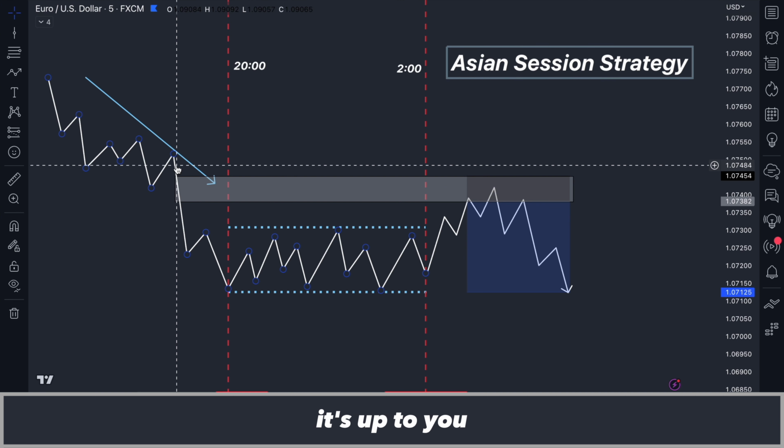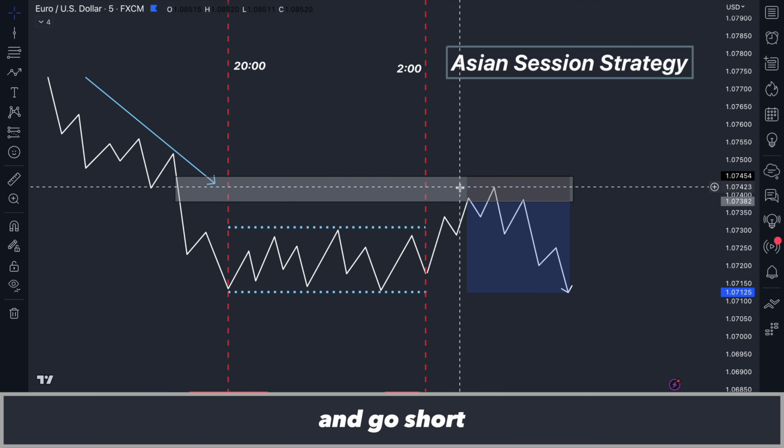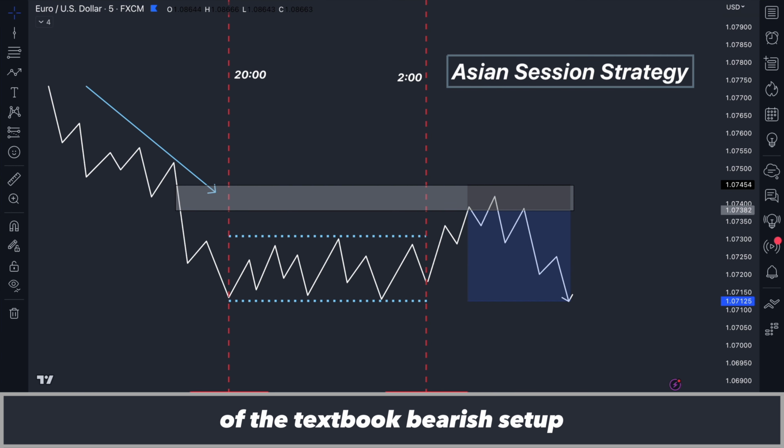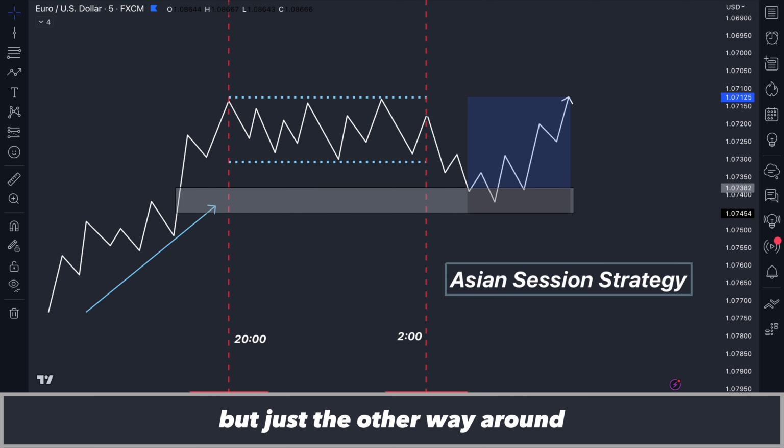Wherever you want, it's up to you. But the base level strategy is just look for the supply zone or demand zone in a bullish setup, and then sell limit and go short. So if you want to take a picture of the textbook bearish setup, go for it now, and then the bullish setup would look something like this. Exactly the same, but just the other way around. So if you want to take a picture of that as well, go for it now, and we will get into the live charts examples now.